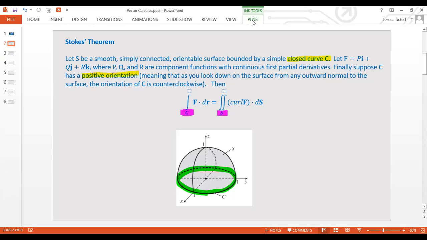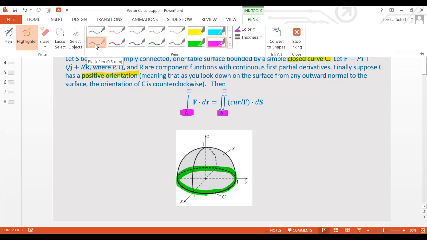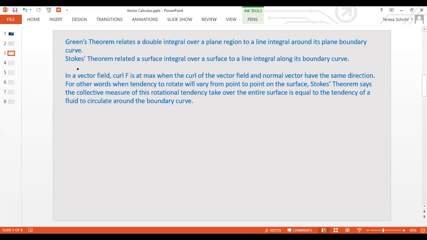Let's look at the next page, which shows the progression of what we've learned. We started with Green's theorem, which relates a double integral over a plane region to a line integral around its plane boundary curve. Stokes' theorem relates a surface integral over a surface to a line integral along its boundary. It's like putting Green's theorem into three dimensions.